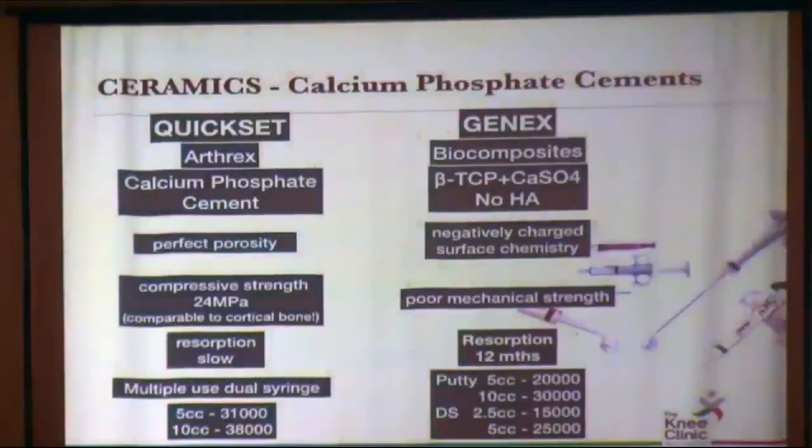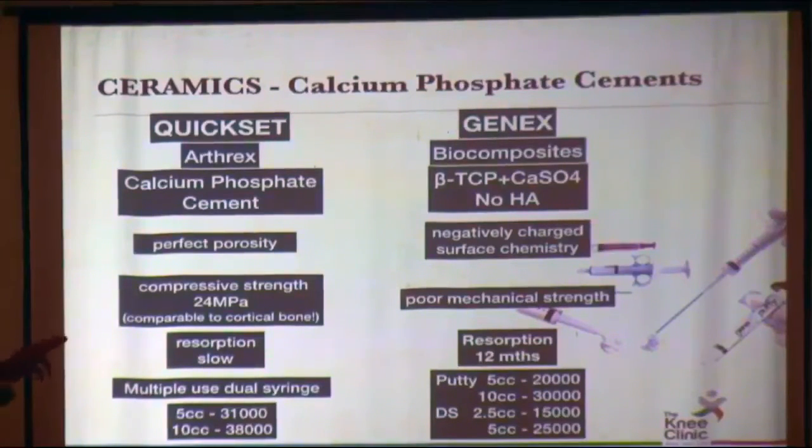So what are the two things available? There's Quickset by Arthrex and Genex by Biocomposites. So Quickset is a classic calcium phosphate cement, good compressive strength. Because it has HA, resorption is slow. 30,000 and 40,000 is the rough cost. The advantage, they have a dual syringe which can probably be used for 2-3 cases.